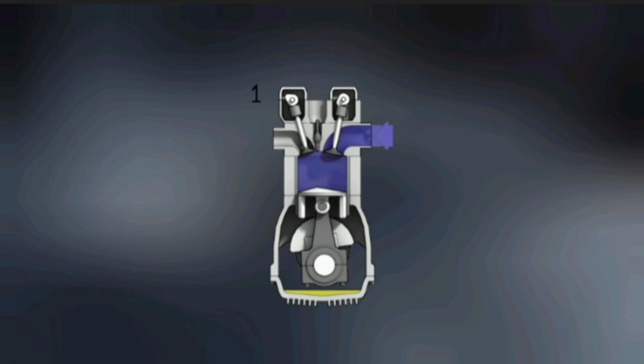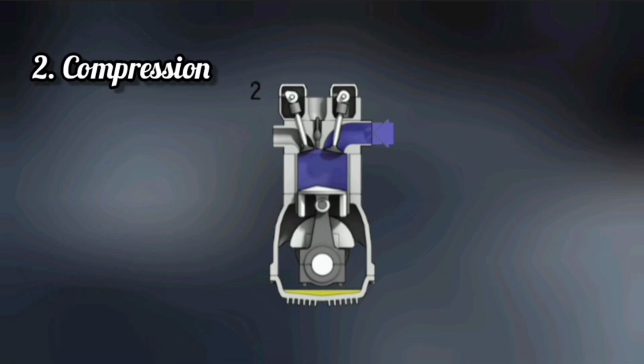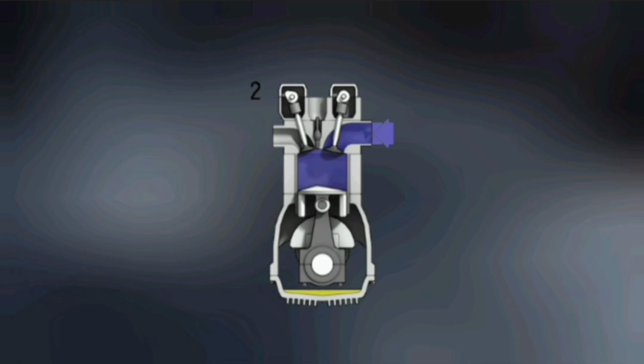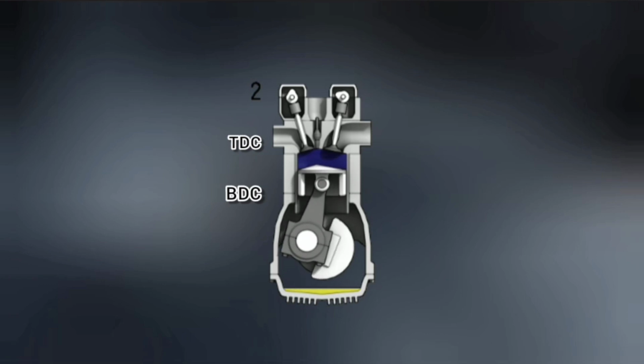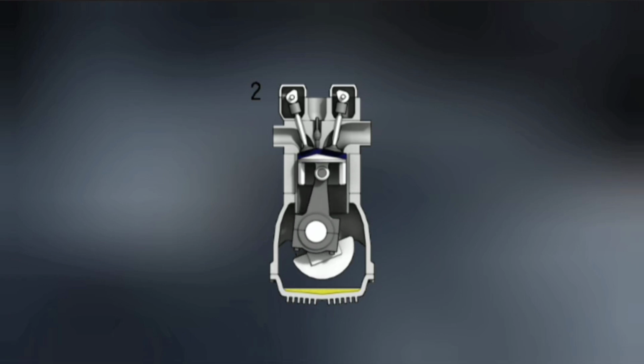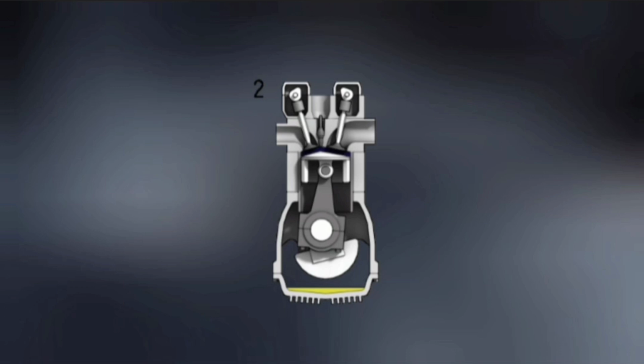The second cycle is compression. In this cycle, the inlet valve is closed and the piston moves from bottom dead center to the top dead center. During this phase, the volume of the cylinder is decreased, which leads to an increase in pressure.